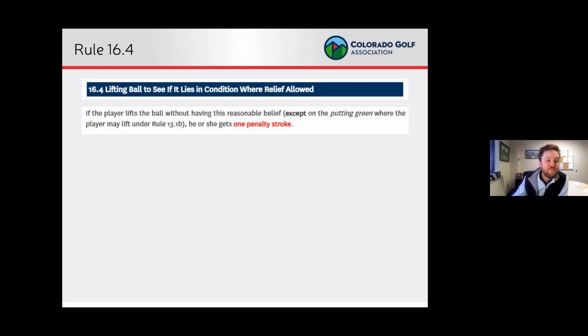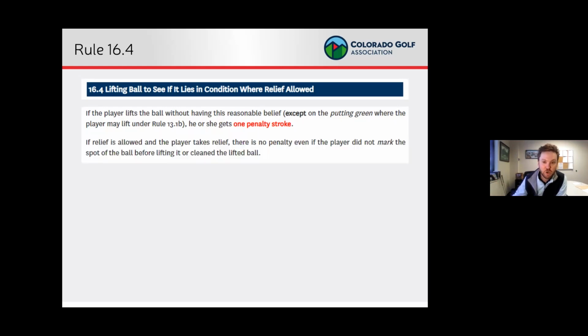It says if the player lifts the ball without having this reasonable belief, except on the putting green, you get the penalty stroke, right? So if your ball is not reasonably embedded, but you wanted to pick it up anyway and check to maybe get a better lie, then the rules are going to say there wasn't reasonable enough belief to pick it up, and you're penalized a stroke. Or if relief is allowed and the player takes relief, there's no penalty, even if the player did not mark the spot of the ball before lifting or cleaning the ball.